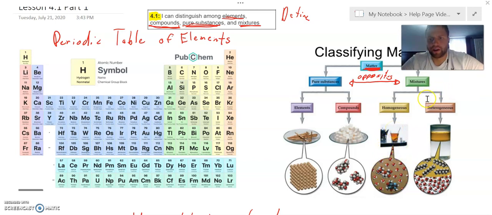So on the flip side, a heterogeneous mixture will be a mixture where we see clear separation of the elements or compounds from within it. So this is oil and water. If you let oil and water sit, it separates, it creates a line here. And we definitely see that, okay, these are mixed together, but we can definitely see clear separation between the two compounds.